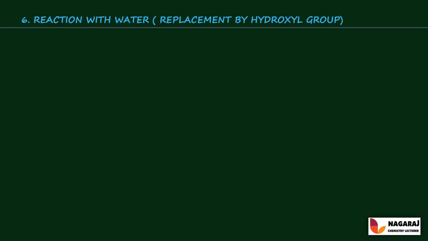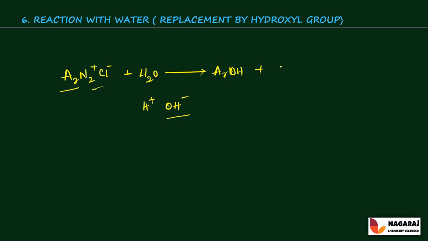Next reaction, reaction with water. This reaction is called replacement by the hydroxyl group. Diazonium salts, ArN2+Cl-, on hydrolysis react with water molecules, H+ and OH-. The negative part attaches to the aryl group, giving ArOH, plus nitrogen gas is eliminated, plus H combines with the Cl to give HCl.